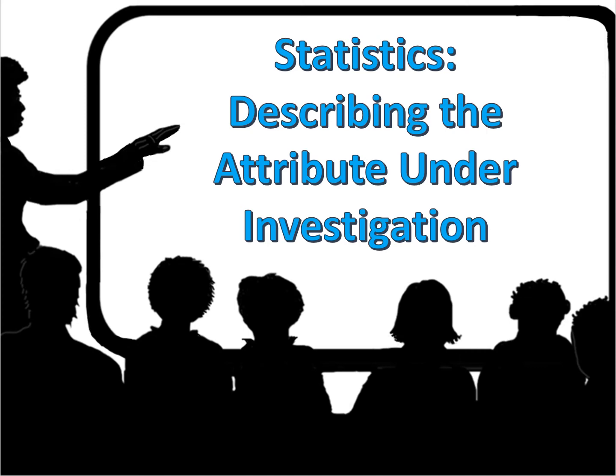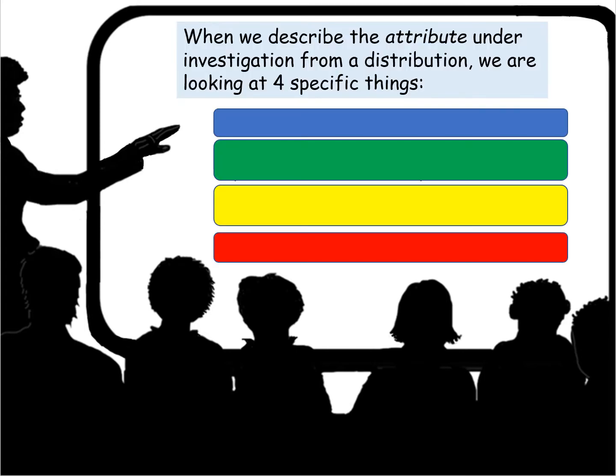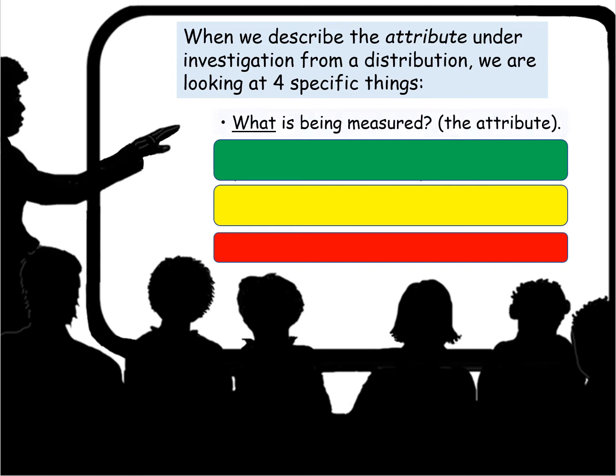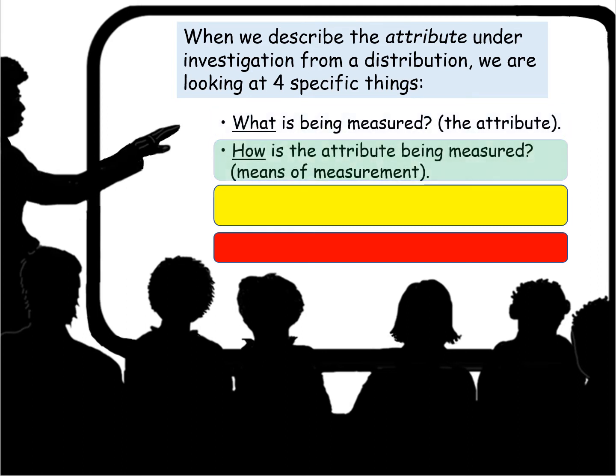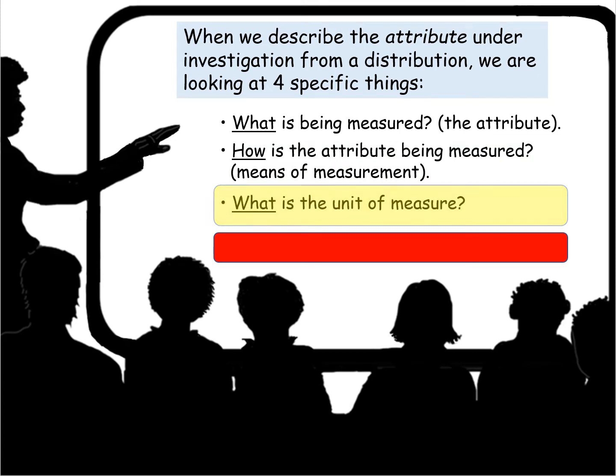We're going to talk about statistics and specifically describing the attribute under investigation. When we describe the attribute, we're really talking about what is it that we're measuring? What are we looking at? That's an attribute. When we describe the attribute under investigation, we're looking at 4 specific things.